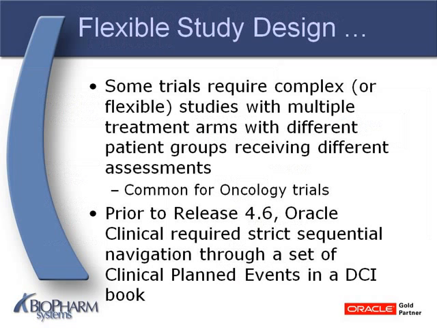Now, prior to Release 4.6, Oracle Clinical required a strict sequential navigation through a set of clinical planned events in a DCI book. If your patients needed to be on different treatment arms, you did have the ability to make multiple DCI books and assign them to those DCI books, but still, within the DCI book they were assigned to, there was a strict navigation through the clinical planned events in sequential order.